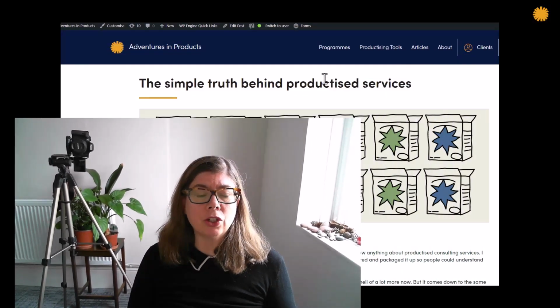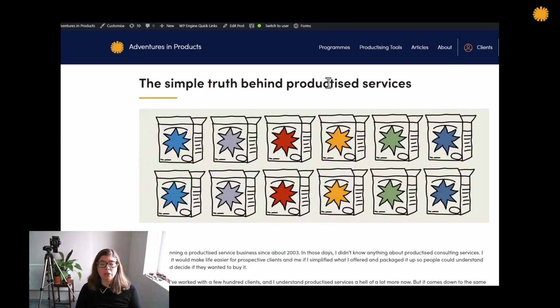There are many different sorts of lead magnets, and some work better than others. So the lead magnets that I've had the most success with have been what I call a content upgrade lead magnet. And this is where you write a blog and you offer some downloadable information which is directly related to that blog. You can see this in action over at adventuresinproducts.com.